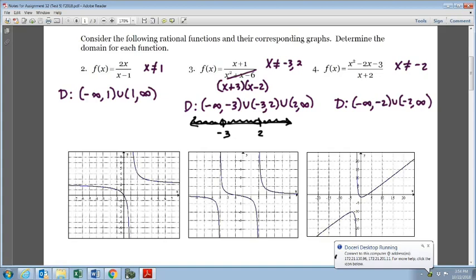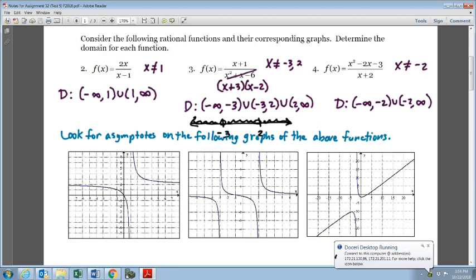All right, let's go ahead and look at the graphs down below. It says, look for asymptotes on the following graphs of the above functions. So basically, I've graphed each function directly below it, and I want you to look for patterns. So let's go ahead and look for asymptotes on the first graph here. So notice there's a vertical asymptote right there at x equals 1. And there is a horizontal asymptote there too. Notice right there at y equals 2, we have a horizontal asymptote.